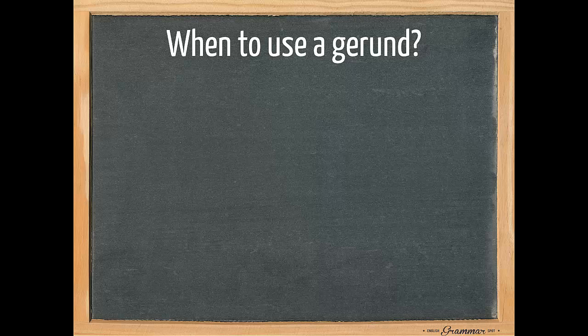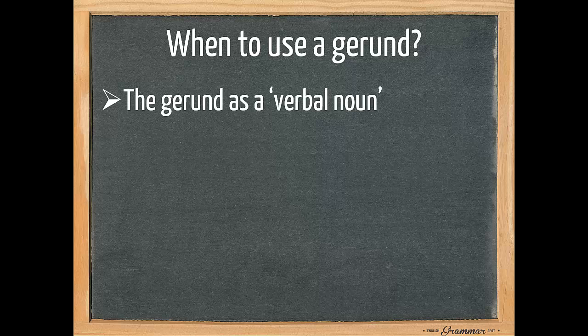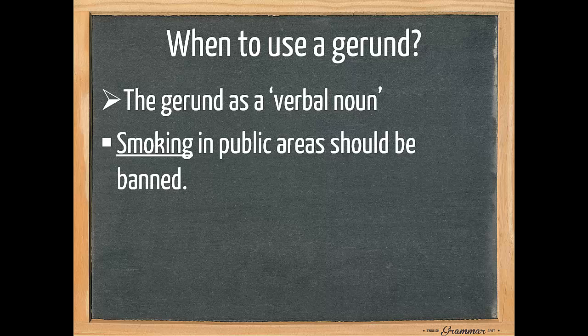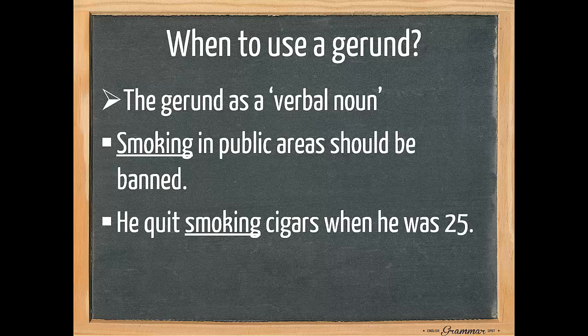Now, when do we use a gerund? First and foremost, we use the gerund often as a verbal noun. So, a noun that looks like a verb. For example, smoking in public areas should be banned. So we have the verb to smoke, we've added ing, so we've made it into a noun, and it takes the position of the subject here. He quit smoking cigars when he was 25. Again, we've taken the verb to smoke, added ing, making it a noun, and then put it in the place of the object. So here it has become a noun.